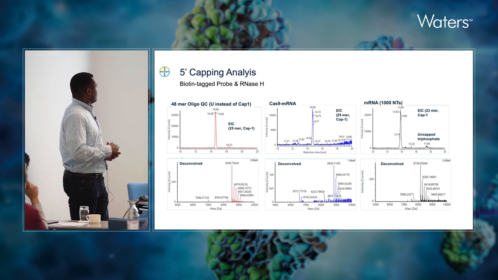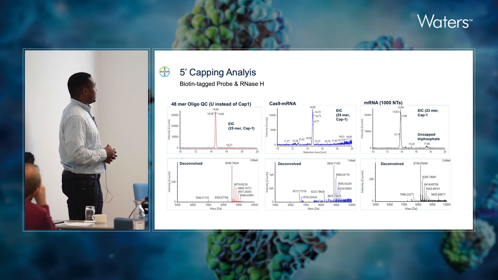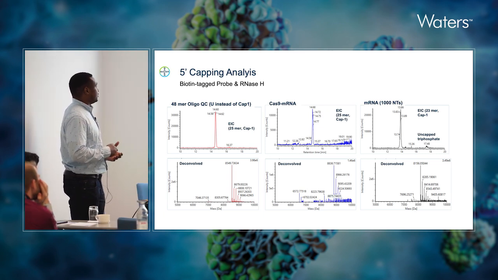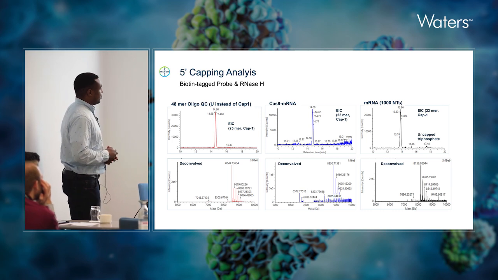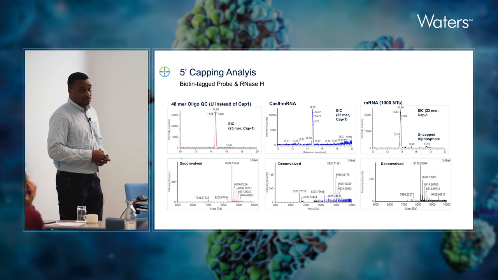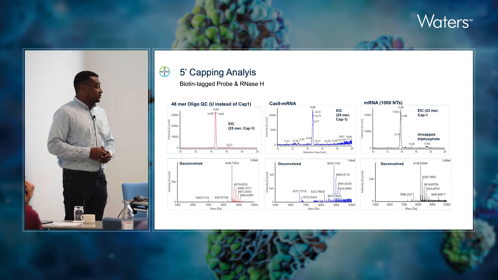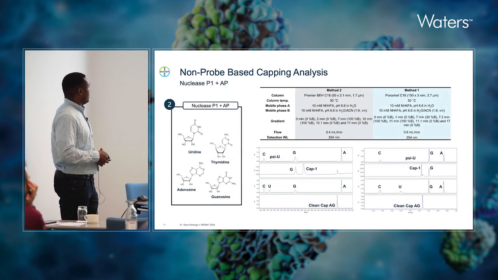For method development, instead of a cap, we used the uridine. However, we could see that the method works quite well with good deconvolution. We also performed the same method on an internally synthesized Cas9 mRNA, where we can find the cap1 structure, and for an mRNA containing 1000 nucleotides, we were also able to see uncapped triphosphate structures. So the method performs its job.